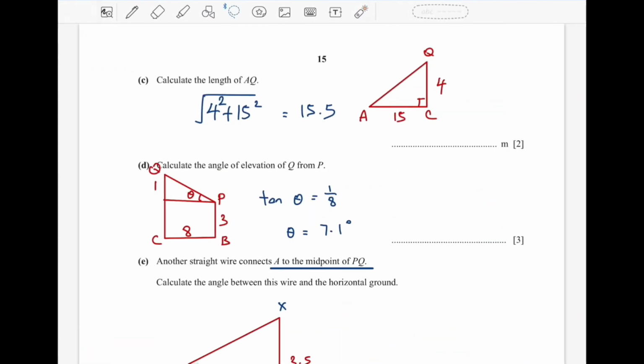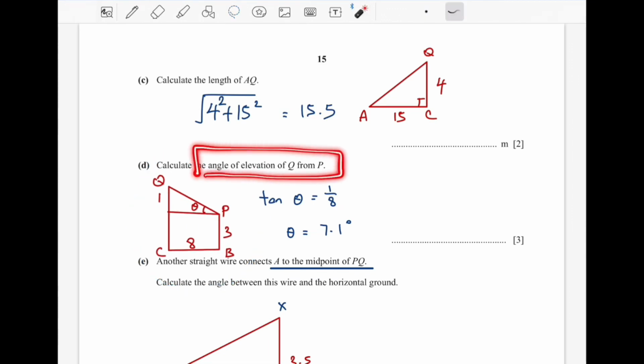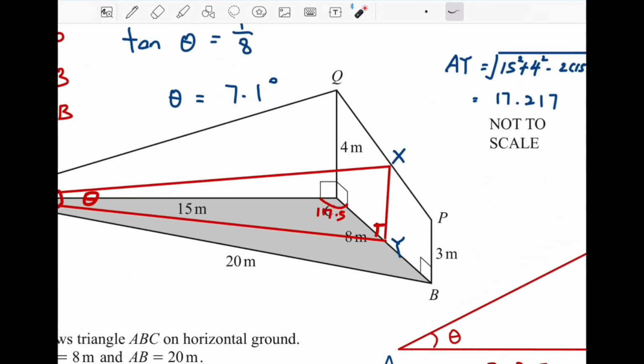Okay, now this one. Calculate the angle of elevation of Q from P. This one you need to have a little bit of visualization skill. Okay, so basically we're looking at this trapezium. This piece of trapezium is placed vertically here. You have to imagine and visualize it. This is 4 meter, this is 8 meter, this is 3 meter, and there's another length that we do not know, and the angle.